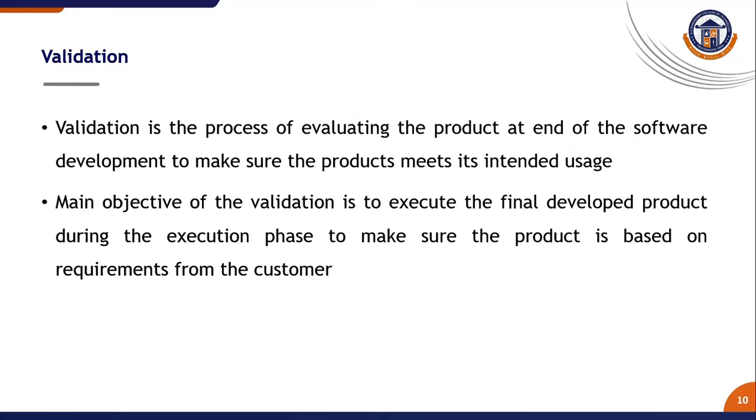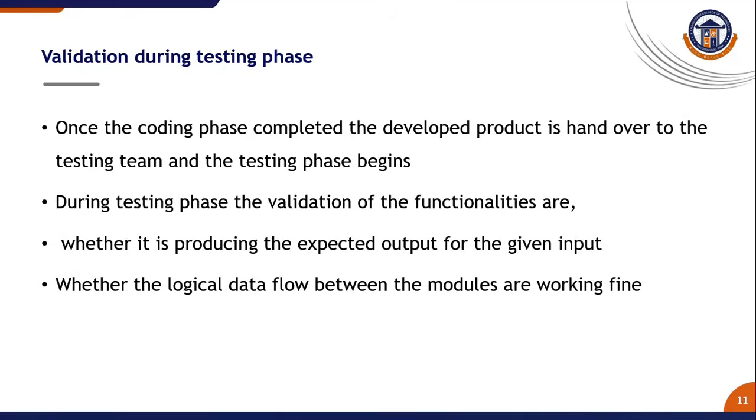Validation is the process of evaluating the product at the end of the software development to make sure the product meets its intended usage. The main objective of validation is to execute the final developed product during the execution phase to make sure the product is based on the requirements from the customer or the user. Validation during the testing phase: once the coding phase is completed, the developed product is handed over to the testing team and the testing phase begins. During the testing phase, the validation checks whether the functionalities are producing the expected output for the given input, and whether the logical data flow between the modules is working fine.